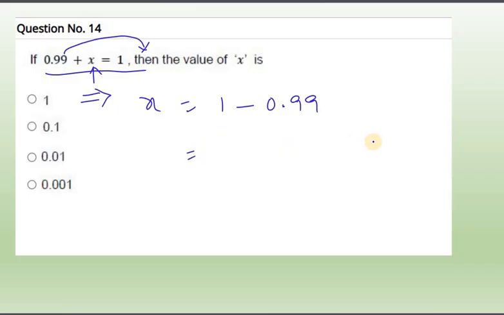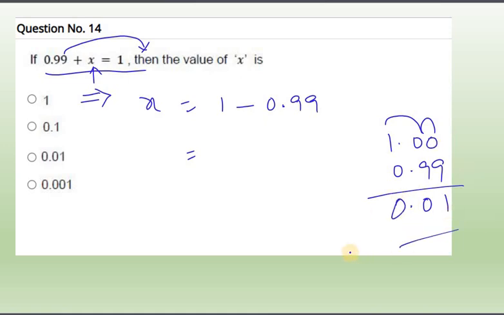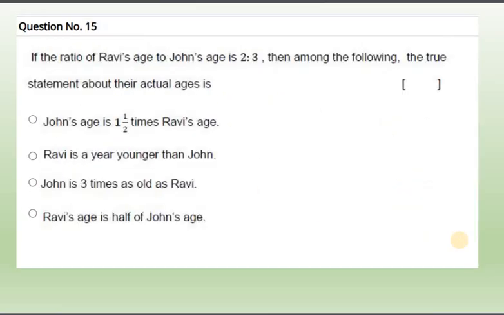So those who are weak in mathematics, 1 means what? 1.00. Then minus 0.99. Now you do the subtraction. What will you get here? 10 minus 9 is 1. 9 minus 9 is 0. I am explaining this so that if anyone is not from a mathematics background, they should also know. 0.01 is the answer. Very easy question. Now, next one.